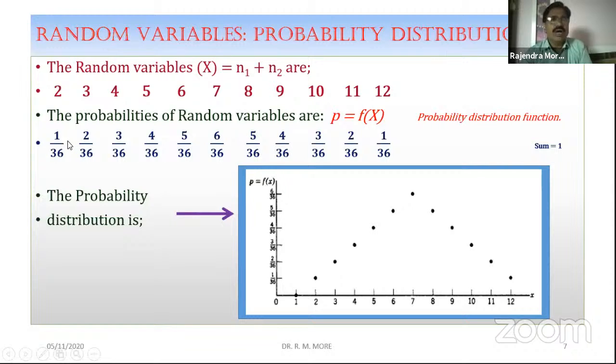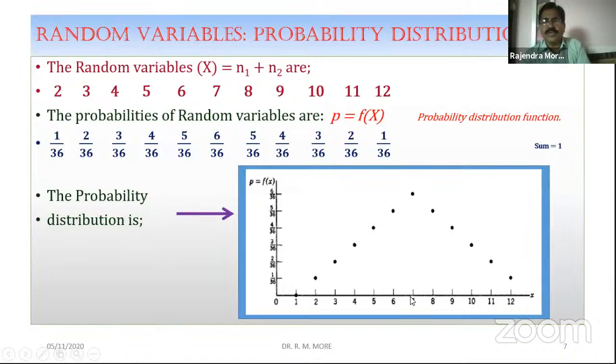Now how this is distributed, you see here, this is the graph plotted for the probability distribution. This is plotted in terms of dots only. See, 1 is not appearing, so 1 has probability 0, 2 has the probability 1 by 36, 3 has the probability 2 by 36, and so on.